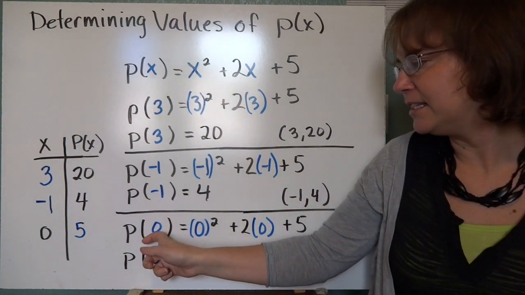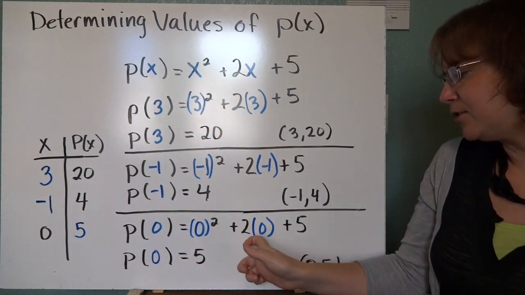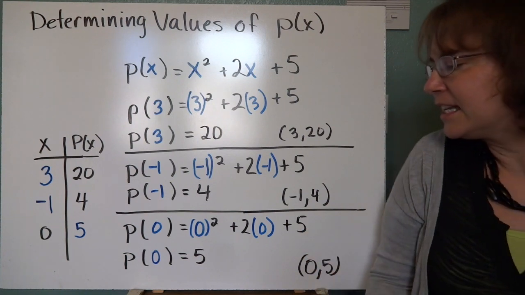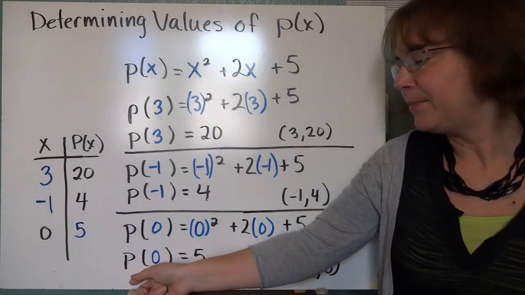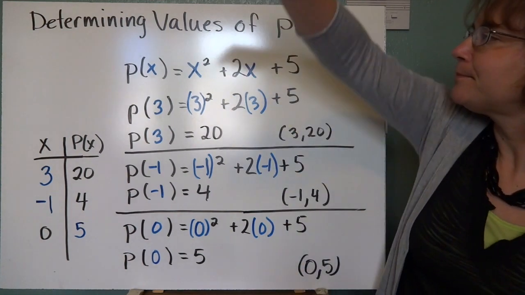I could substitute in a 0 for x, and I find 0 squared, just squaring my x, plus 2 times 0, plus 5. That's going to give me my y-intercept. P of 0 is equal to 5, and that gives me another coordinate point.